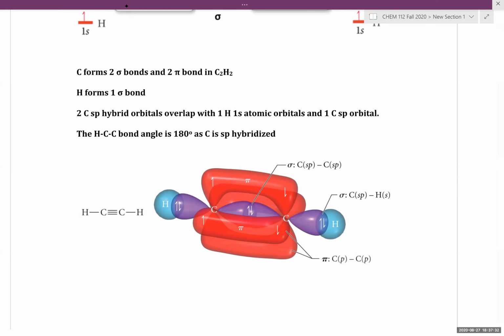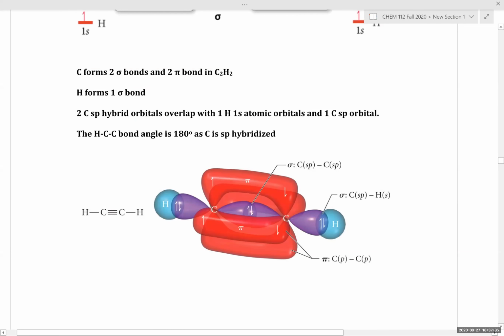Let's now look at an orbital picture for acetylene. So in this picture, we see each carbon forms 2 sigma bonds and 2 pi bonds. The hydrogen forms 1 sigma bond. So our first sigma bond involves a carbon sp orbital and a hydrogen 1s orbital. Our second sigma bond is between 2 carbon sp orbitals. Our pi bonds occur between a carbon 2p and another carbon 2p. And we notice that our bond angle is 180 degrees.